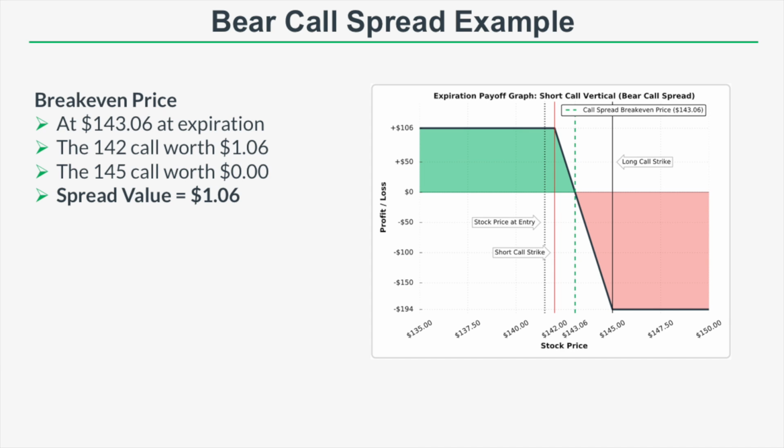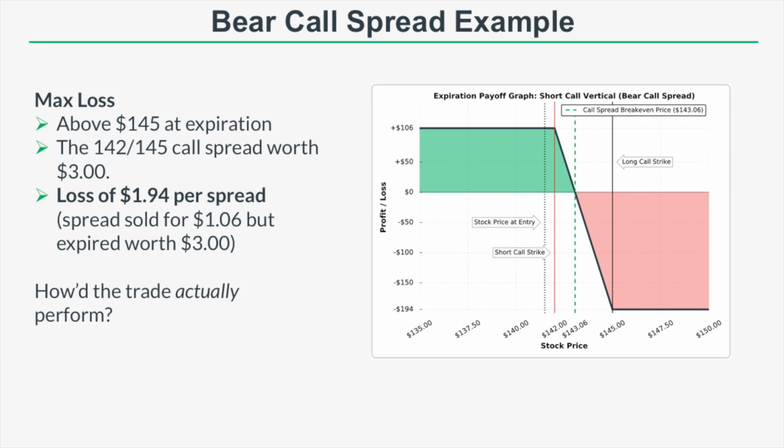Now, why is $143.06 the break-even price? And the answer is that if the stock price is right at $143.06 at expiration, that 142 call will have $1.06 of intrinsic value, and the 145 call will be out of the money and will therefore have $0 of intrinsic value, which means the 145 call will expire worthless. So since that 142 call is worth $1.06 and the 145 call is worthless, the net spread value in that case would be $1.06. Now, if you sell a call spread for $1.06 and it expires worth $1.06, then you don't make or lose any money.